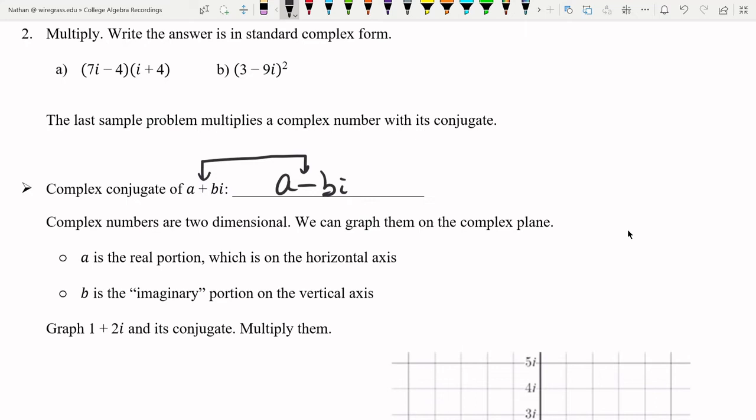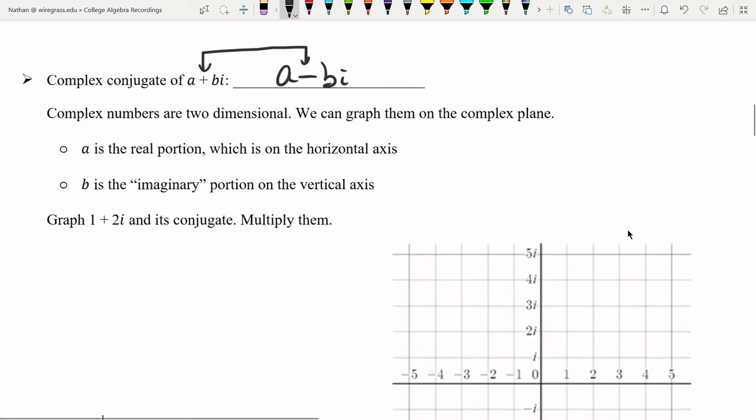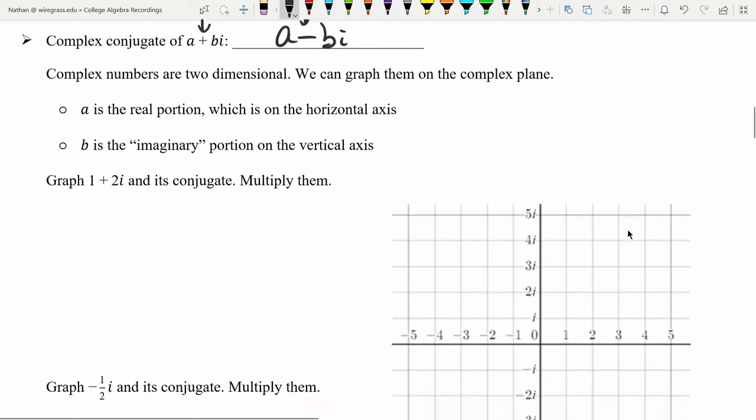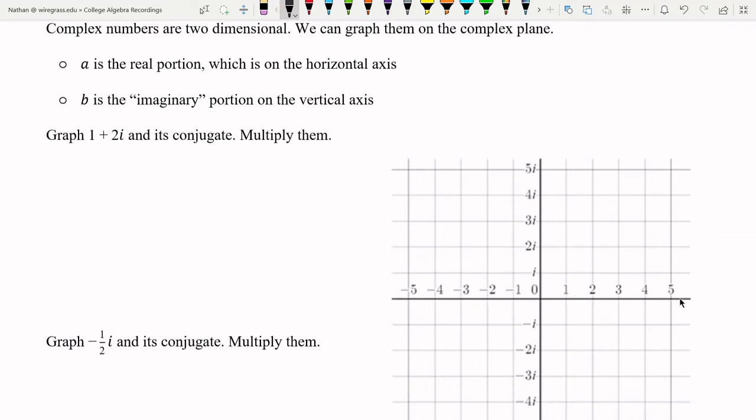So we can graph it on the complex plane, where a is the real portion. It's going to be the horizontal axis down here, coming right like this, the real axis. And then we have the imaginary axis here on the vertical one. And so we have a here, and then bi is the vertical one.